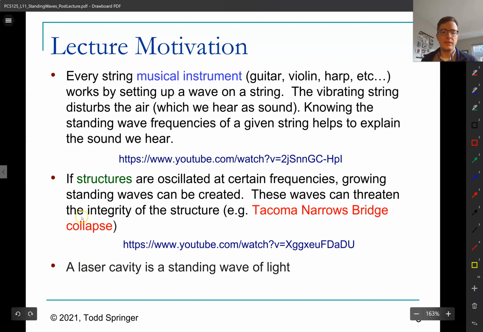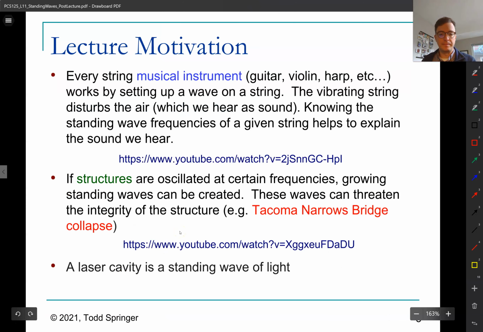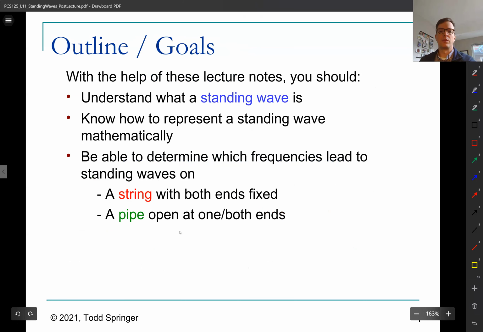Finally, if you're interested in lasers, a laser is basically a standing wave of light, and so that's another application of why standing waves are important. That's the dessert first, the interesting applications. Now let's get into the details.